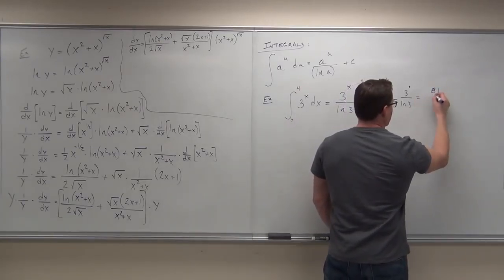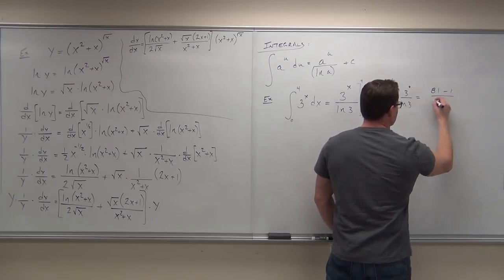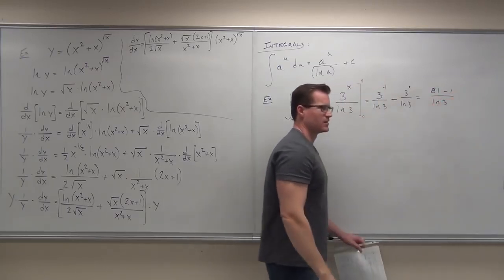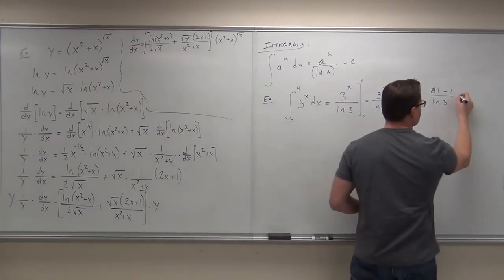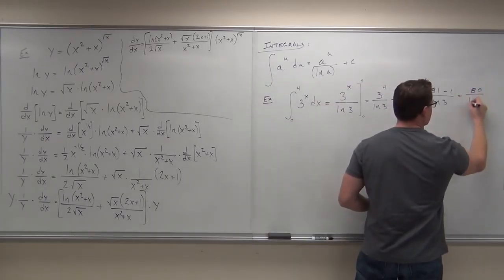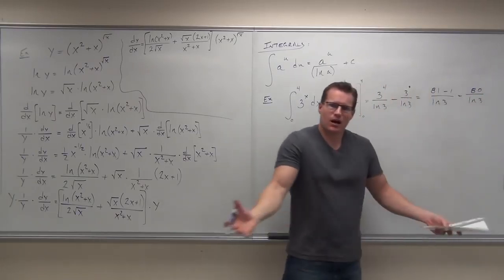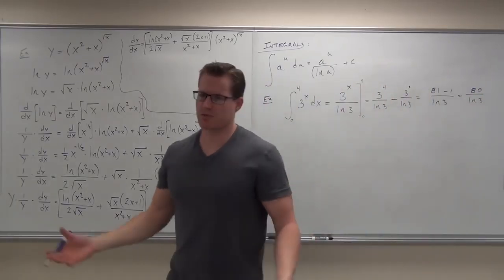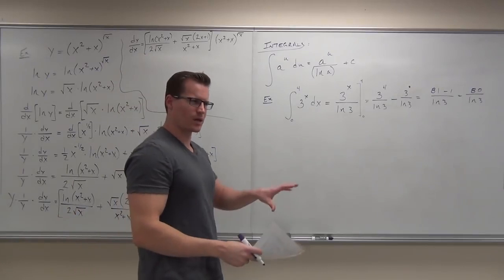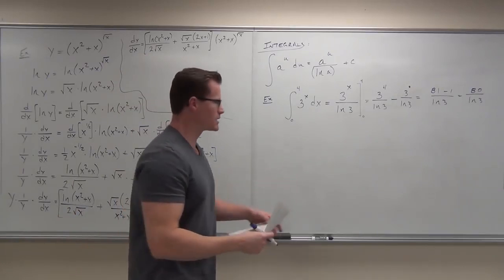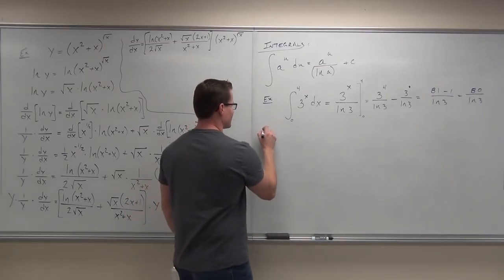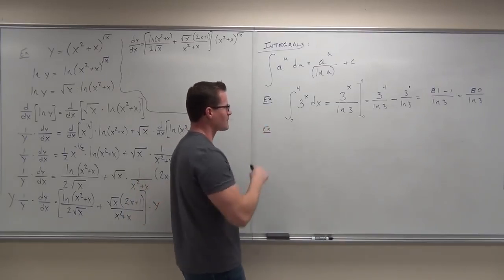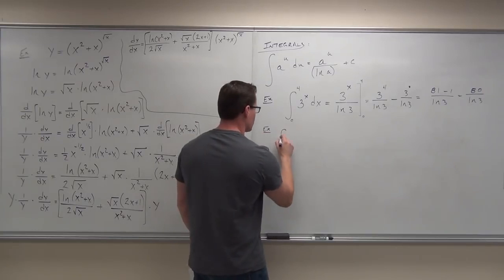81 minus 1 over ln 3. Did you guys see that? Common denominator already. So 81 minus 1, so we get 80 over ln 3. It's still a constant, just ln 3 is a weird number. That's the idea. Are we okay with that one? Okay, let's continue then. Just don't make it from 0 to 4 automatically zeros. How about we try that one?